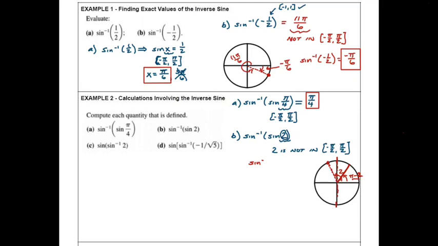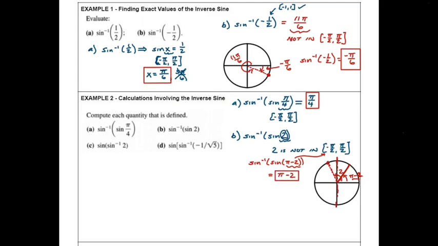So how do I find the value of this original problem, sine inverse of sine of 2? I'd have to rewrite it as sine inverse of sine of pi minus 2. The reason I would do that is because pi minus 2 as an angle is between negative pi over 2 and pi over 2, and that is something that I can evaluate. So in this case, because now I have an angle where sine is defined, sine inverse of sine of pi minus 2 would just be pi minus 2.